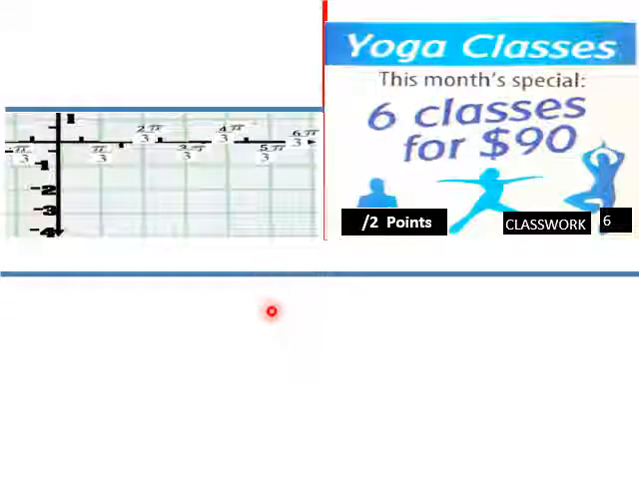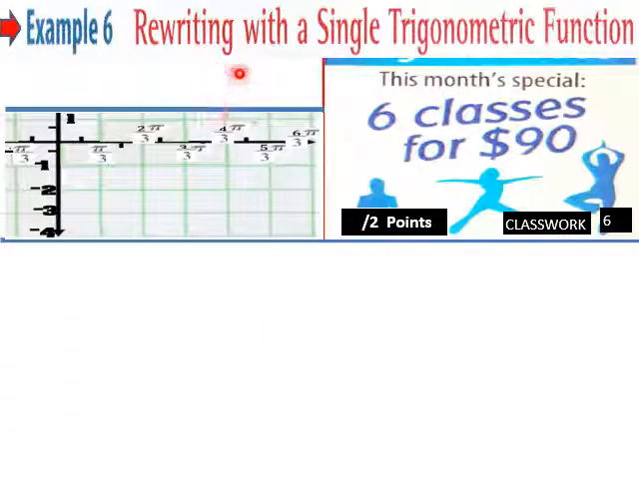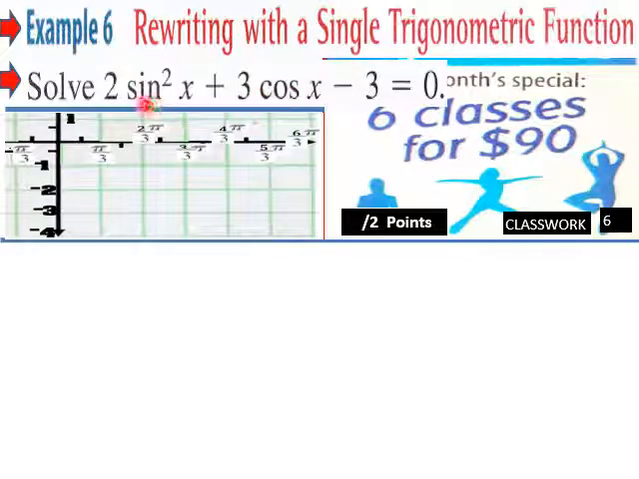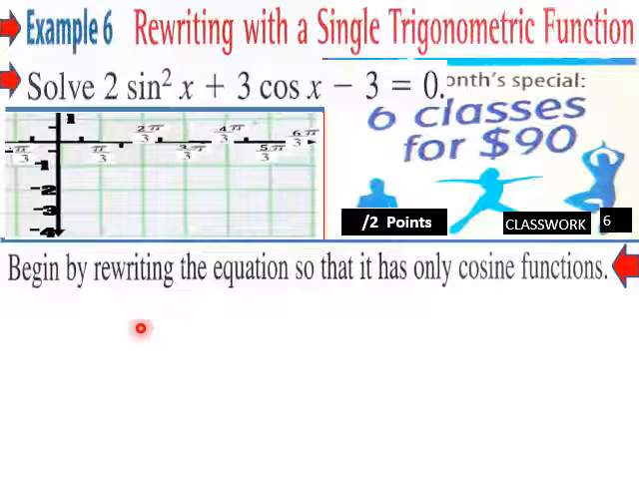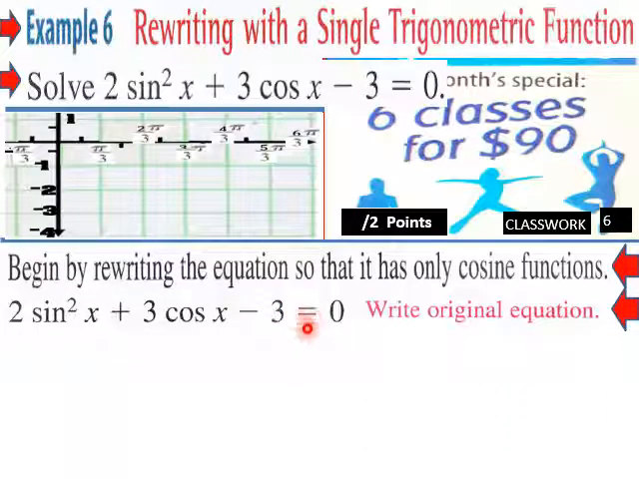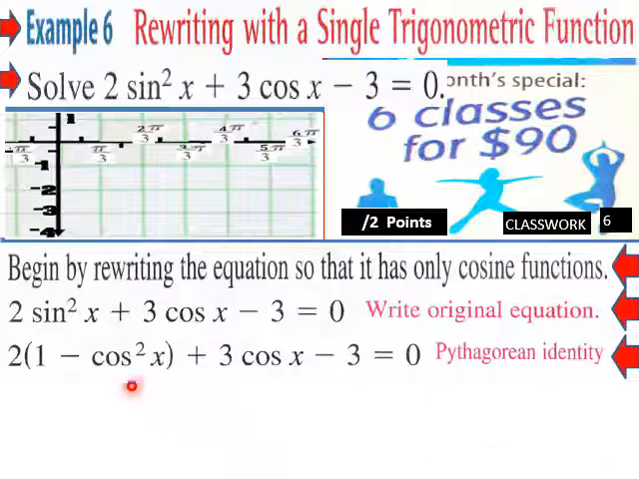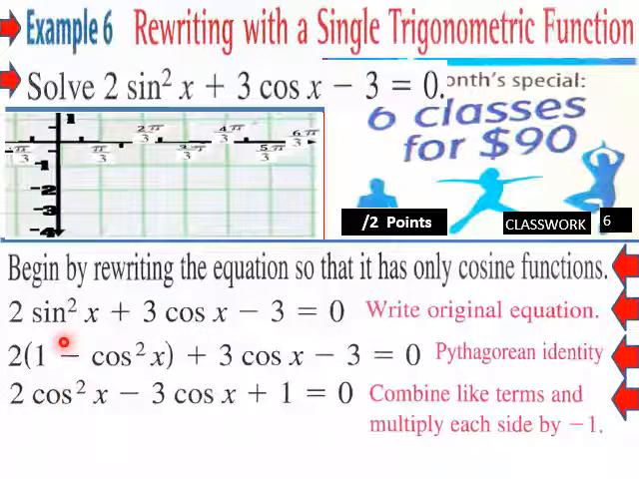Getting into another example: rewriting with a single trigonometric function. Solve 2 sine squared x plus 3 cosine x minus 3 equals 0. I've got a grid up here ready to use. Begin by rewriting the equation so that it only has cosine functions. So we need to convert this into cosine. There's the original. When we factor out a 2, this becomes a Pythagorean identity. We leave the 3 cosine x minus 3, and then this becomes 2 times cosine squared x minus 3 cosine x plus 1.